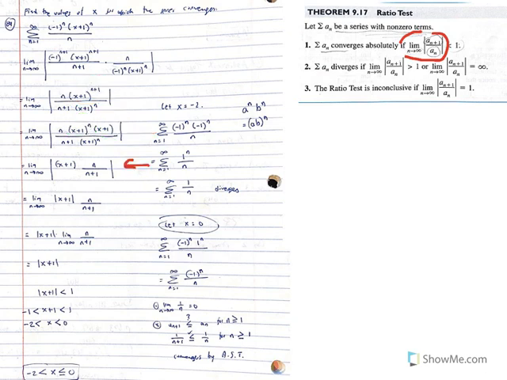What that allows us to do is cancel the common factor of x plus 1 to the n that's in the numerator and the denominator, giving us the limit as n approaches infinity of the absolute value of x plus 1 times n over n plus 1.